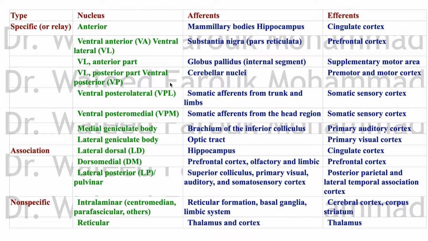Now, this table shows you the types of thalamic nuclei. For example, among the specific nuclei, we have the anterior nucleus, between the two limbs of the Y. Its afferents are received from the mammillary bodies and the hippocampus, and its efferents go to the cingulate cortex. The ventroanterior and ventrolateral nuclei are connected to the pars reticulata of the substantia nigra. We study this with the basal ganglia and the prefrontal cortex. The ventrolateral anterior part is connected to the globus pallidus, which is part of the lentiform nucleus.